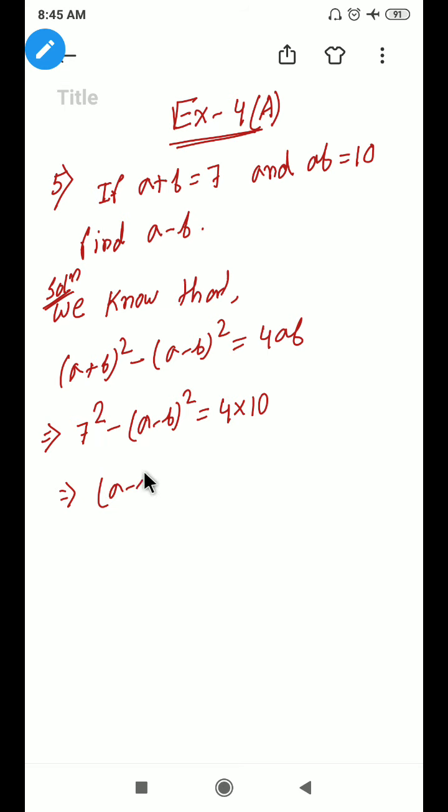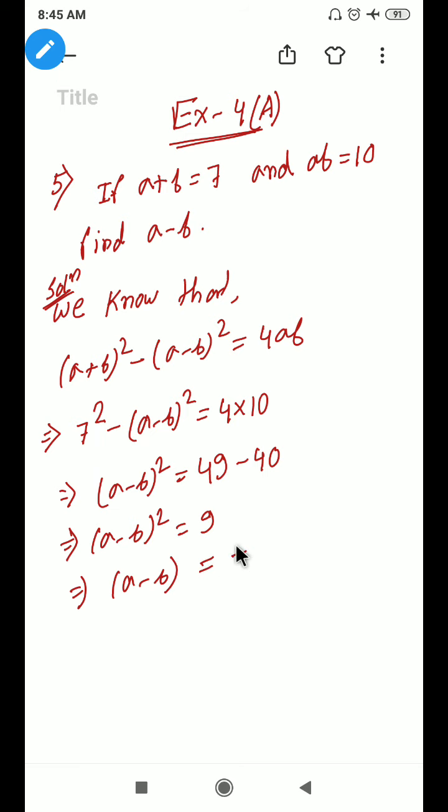So this will be (a minus b) whole square. This is 49, and if you multiply it, you will get 40. This 40 goes to that side, so this will be minus 40. So (a minus b) whole square is equal to 9. So a minus b is equal to plus or minus 3, because if anything comes out from the root, then plus minus will happen here.